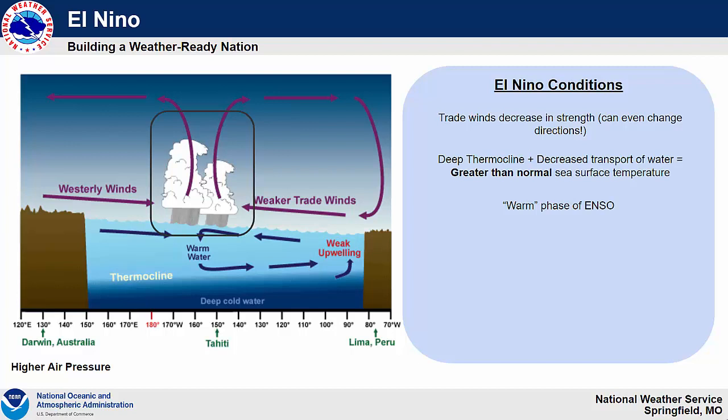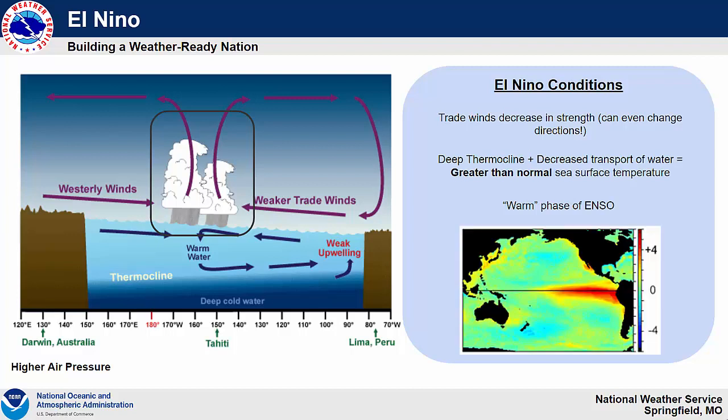So when all of this occurs, the prevailing rain pattern is going to shift from the western Pacific, like what we saw in the normal conditions, to more towards the central Pacific. This picture is from December of 1997 and shows the change of the sea surface temperature from normal. Those bright red and orange colors show that the water was warmer than normal, which is typically what you would expect to see during El Nino.